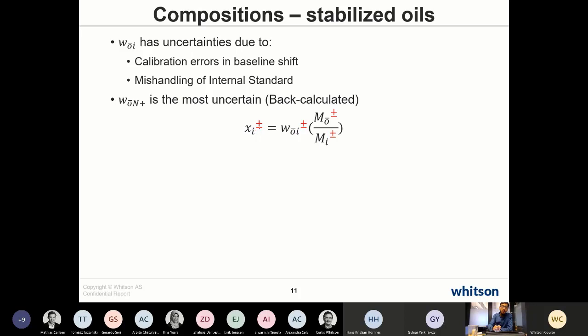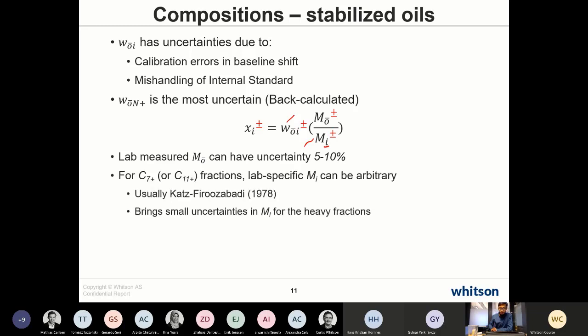And to get the mole fractions, we can convert the mass fractions knowing the individual component molecular weights and the average molecular weight of the flashed oil. And each of them has uncertainties, which we are discussing here. So the lab measured average molecular weight of the flashed oil can have uncertainty of 5 to 10% or even higher sometimes.